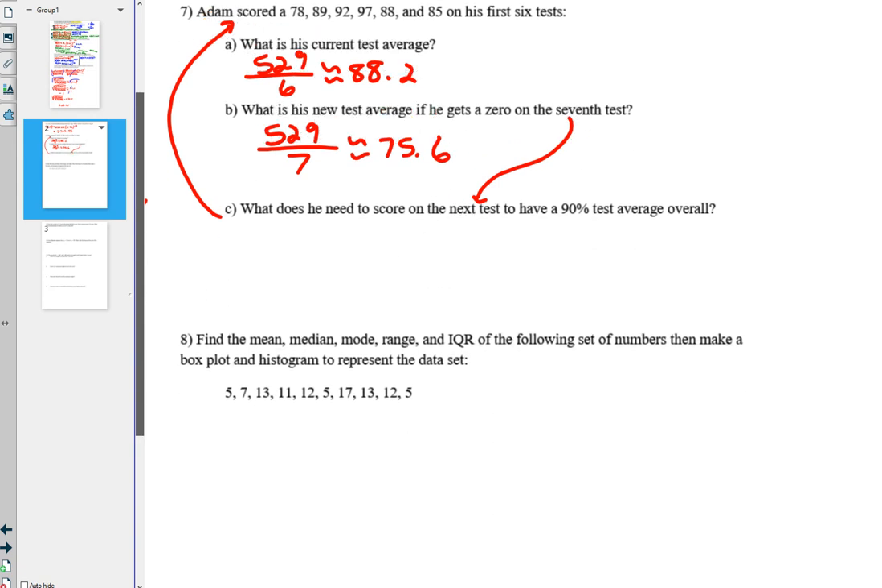So now we're going to use the formula for average, but we want to get to 90. How do you write 90% as a decimal? So 0.9 is equal to the 529 points he already has. If you didn't want to write 529, then you'd have to write 78 plus 89 plus 92 plus 97 plus 88 plus 85. You'd have to add them all up. Plus, Kiara, this next test that we don't know about. But then what are we going to divide by? By 7, because that would be his 7th test. You would multiply by that 7 to get rid of it. 7 times 0.9 is 6.3.